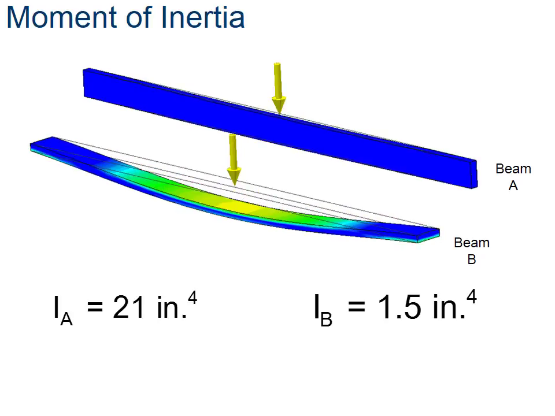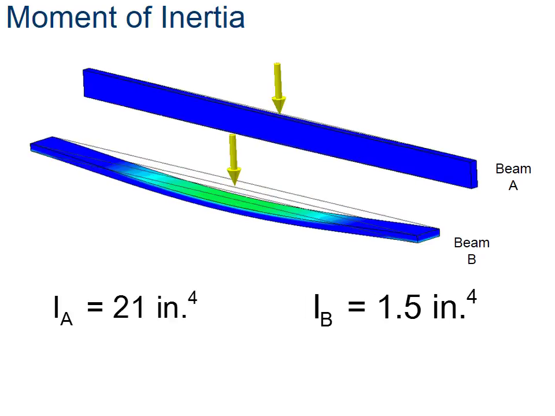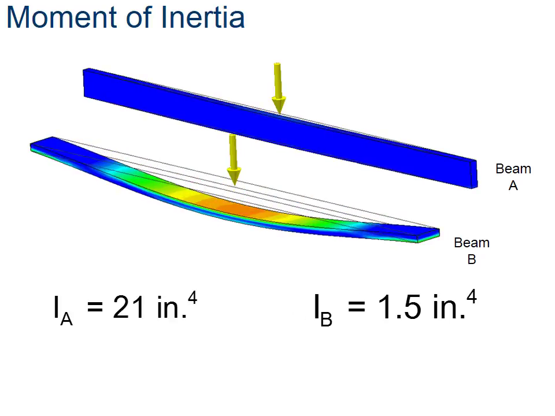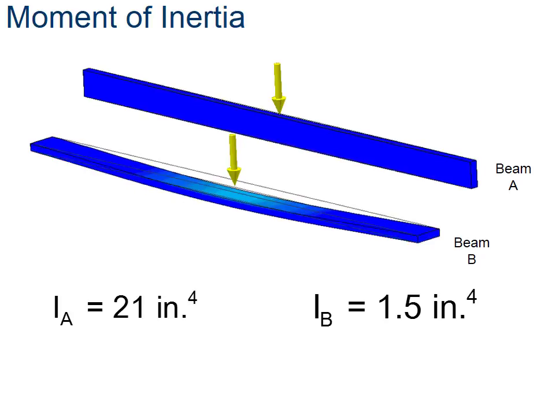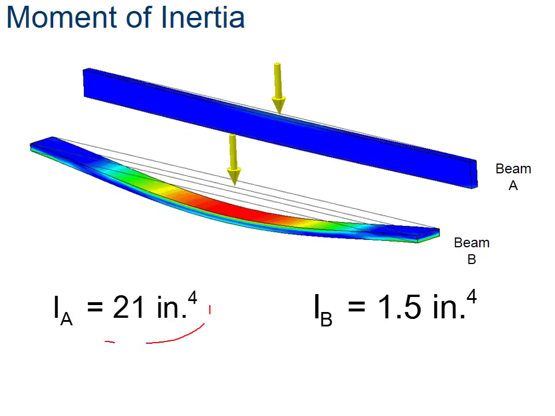As these two numbers are put on the screen here, as you watch the animation, on the top one, beam A is getting the same amount of pressure as beam B. So the moment of inertia for beam A is this 21 inches to the 4th power. The moment of inertia for beam B is this 1.5 inches to the 4th. This pressure and this pressure are the same.